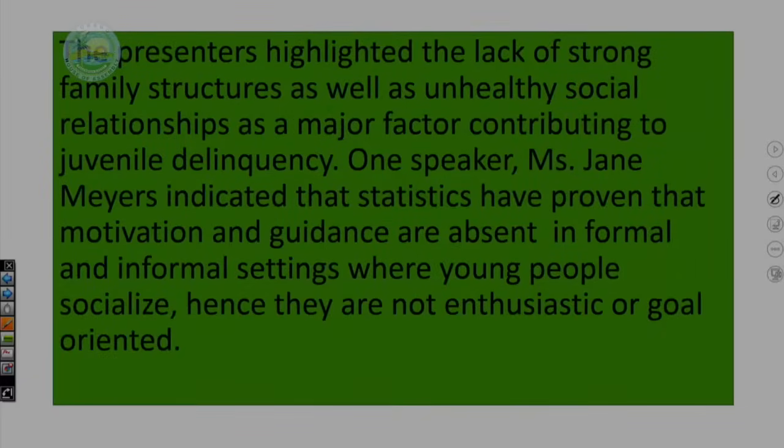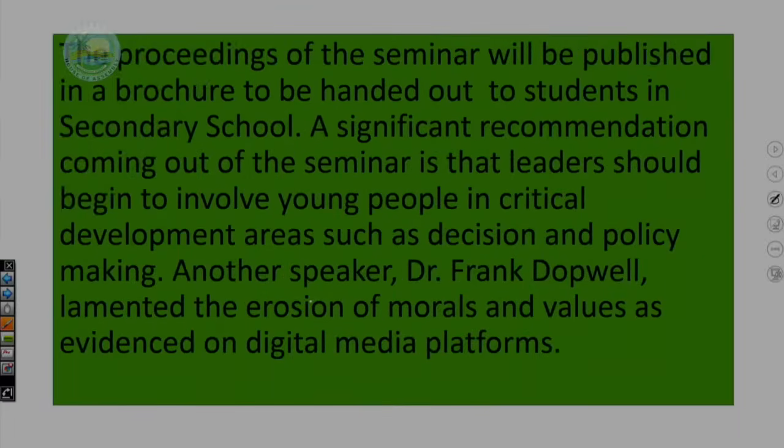The presenters highlighted the lack of strong family structures as well as unhealthy social relationships as a major factor contributing to juvenile delinquency. One speaker, Ms. Jane Mayers, indicated that statistics have proven that motivation and guidance are absent in formal and informal settings where young people socialize. Hence, they are not enthusiastic or goal-oriented.